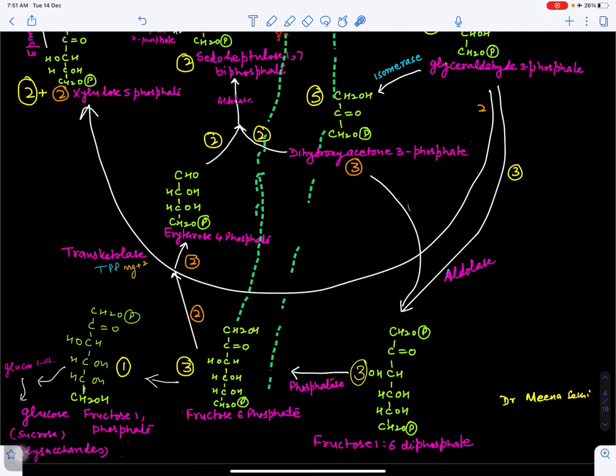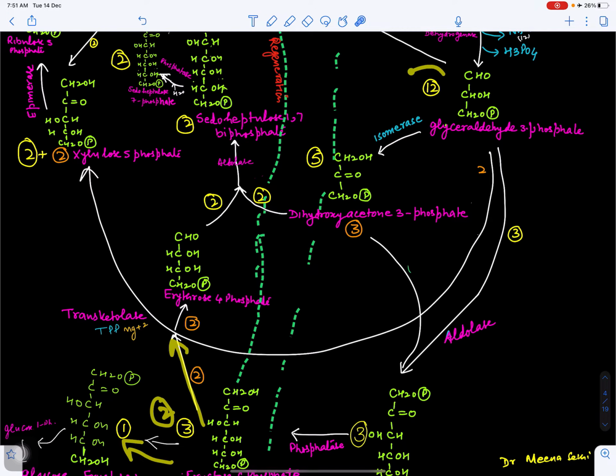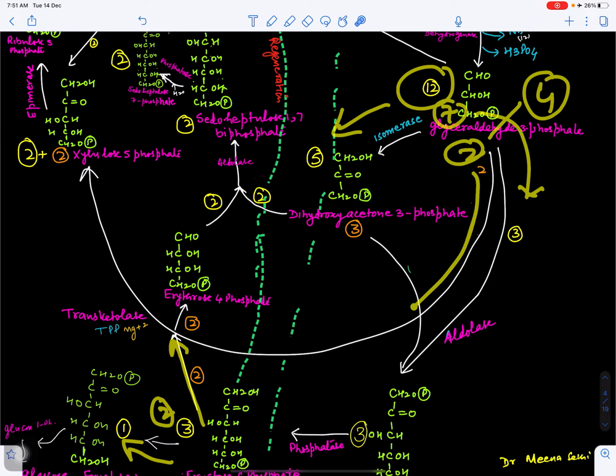Now we were here: 3 molecules of fructose 1,6-diphosphate get converted to 3 molecules of fructose 6-phosphate. 1 molecule goes for the formation of sugars. Now here 2 will be left, right? Now 2 molecules of fructose 6-phosphate will move here. We have seen that out of 12, 5 moved here, 7 left. Out of 7, 3 moved here, 4 left. Now out of 4, 2 molecules will move here, right? And 2 will be left.